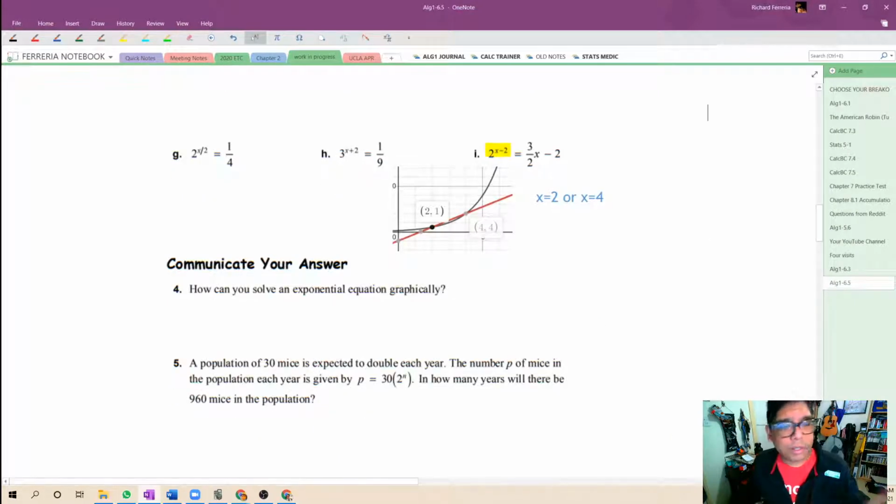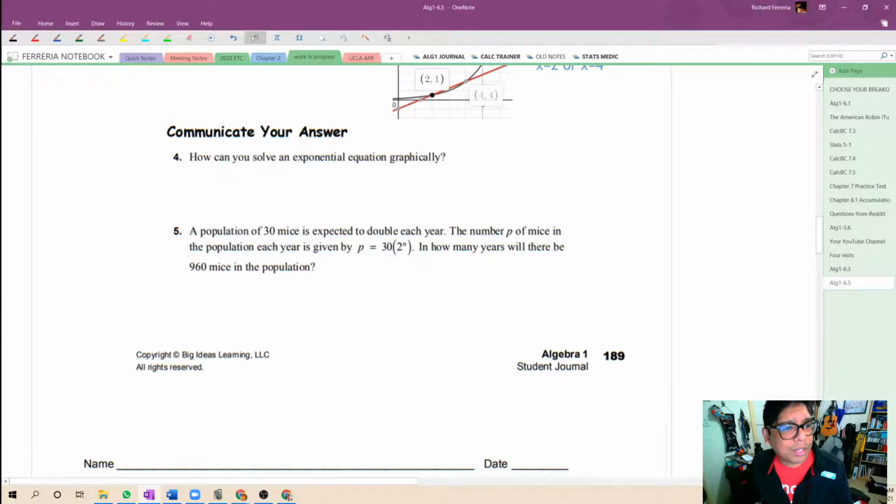So let's get to this communicate your answer. Let's get to this word problem here. A population of 30 mice is expected to double each year. The number of mice in the population is given by this equation right here. And then, in how many years will the population be equal to 960? So we're basically solving when is P equal to 960? When is the population equal to 960?